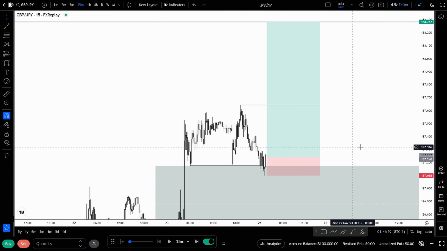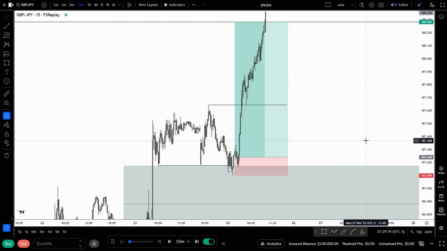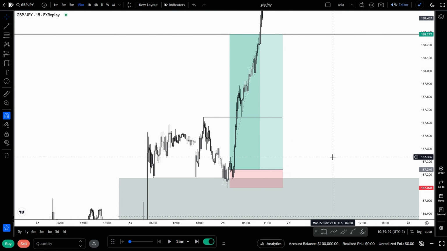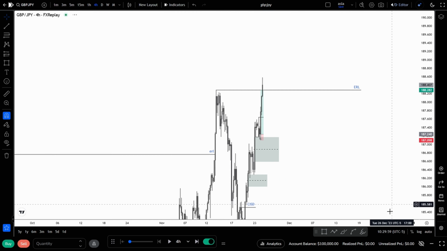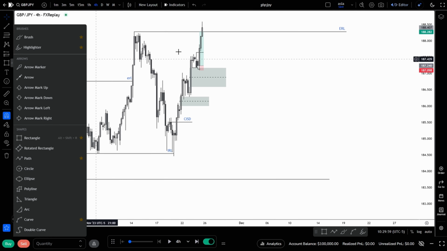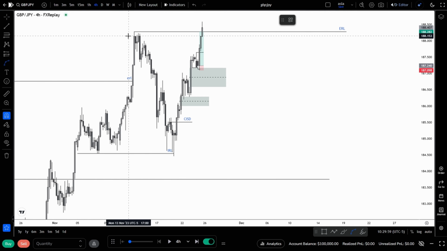Price tags us in, gives an aggressive move higher, and hits the 4-hour external liquidity target. Then it continues higher and reaches the weekly external range liquidity. Zooming back out to the 4-hour chart, you can see how this smaller market maker buy model fits inside a larger time frame market maker buy model.